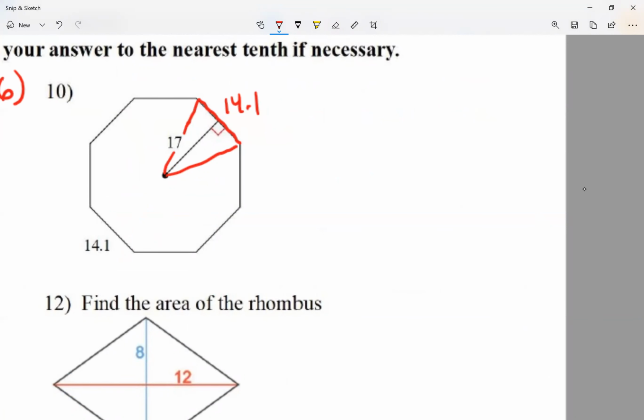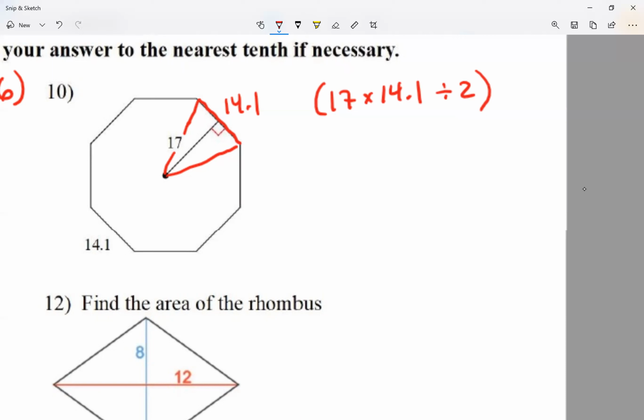So for that triangle, I'm going to go 17 times 14.1 because I multiply the two measurements that make the 90-degree angle, 17 times 14.1. But if I just do that, that's a rectangle. So my result, let me divide this by 2 because a triangle is half of a rectangle.